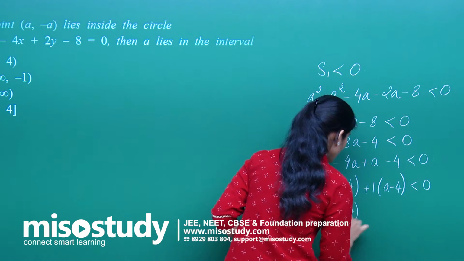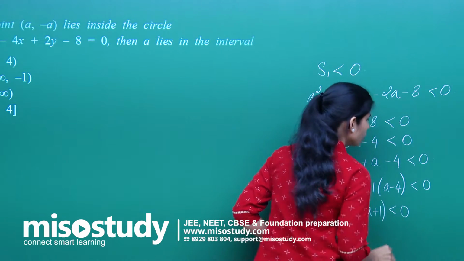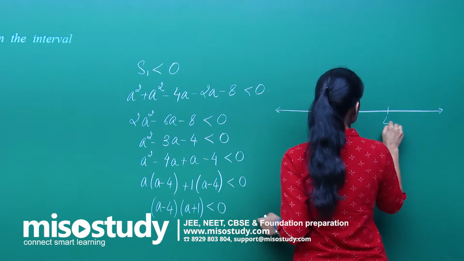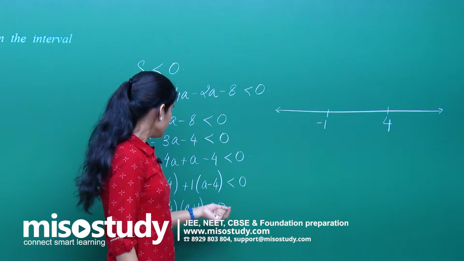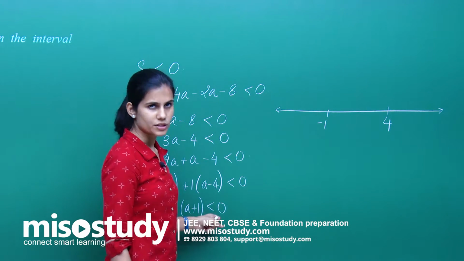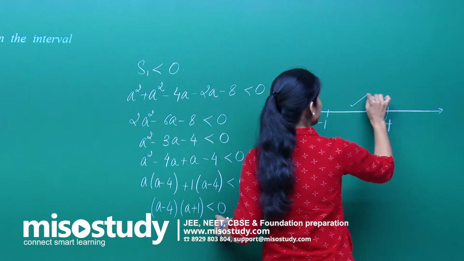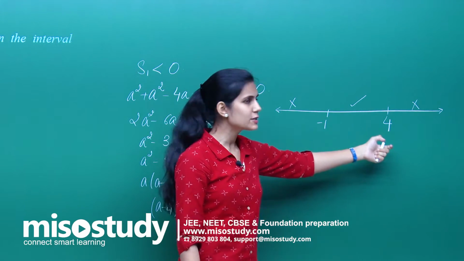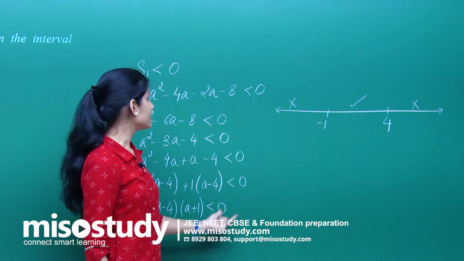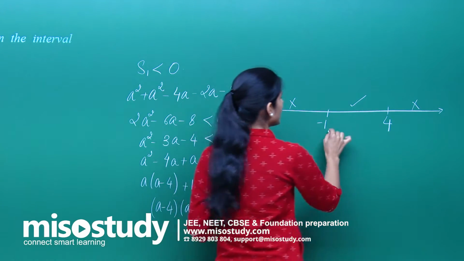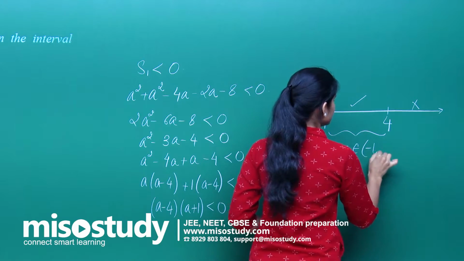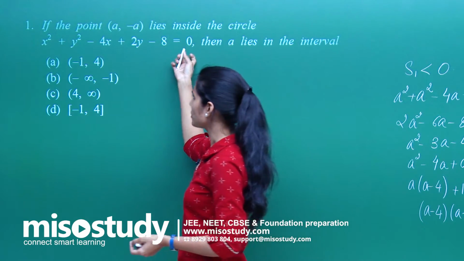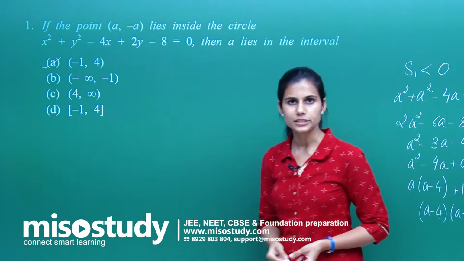So you get a minus 4, a plus 1 is less than 0, which if you plot on the number line, you get this is minus 1 and this is 4. If you plug in anything less than minus 1, you actually get positive. So you don't take this region. Here you get negative, here you get positive. So it is for a belonging to the open interval minus 1, 4 for which this is less than 0 or this is satisfied. So a should come from this interval such that (a, minus a) lies inside this circle. So it is the open interval (minus 1, 4).